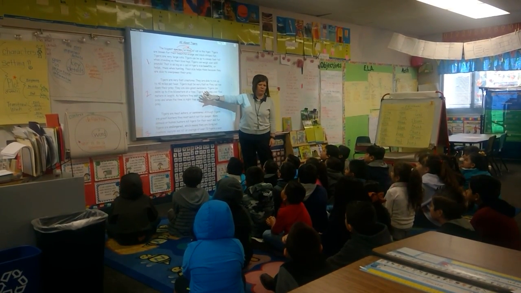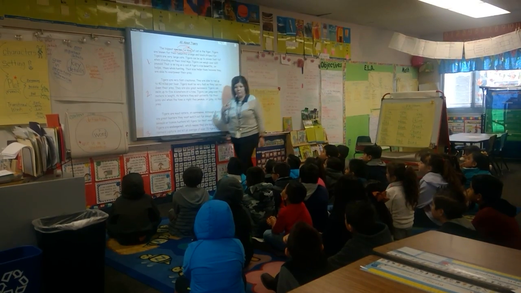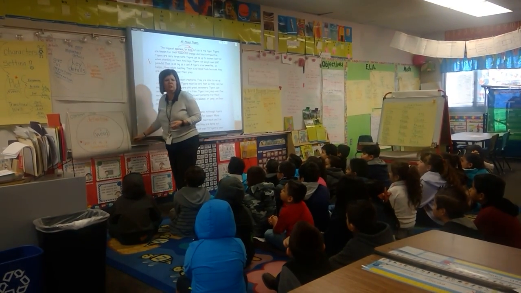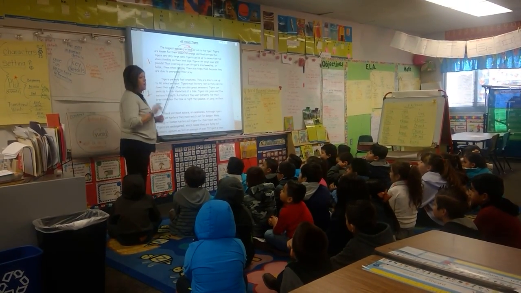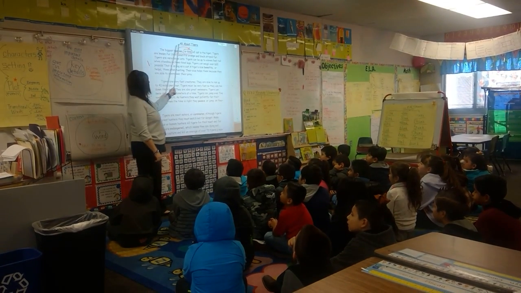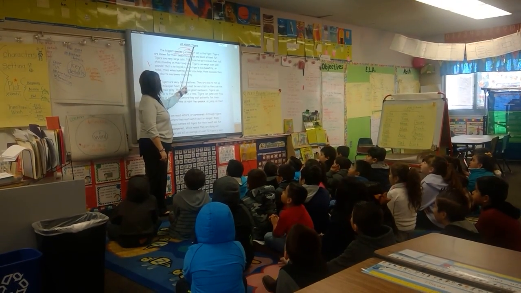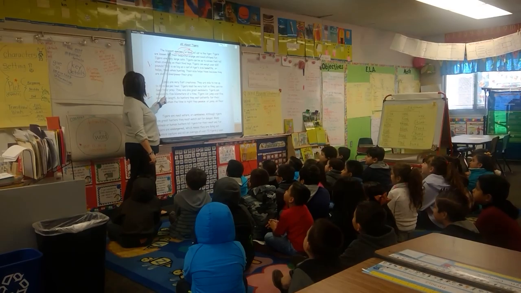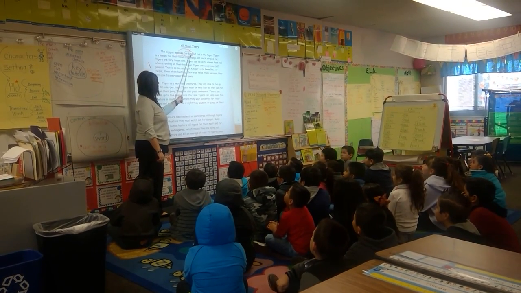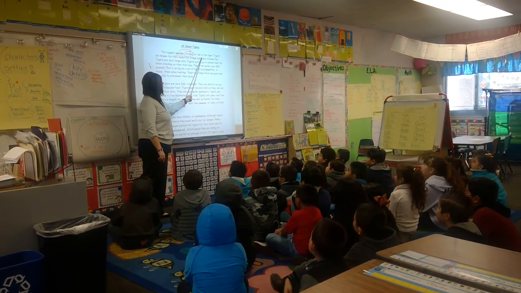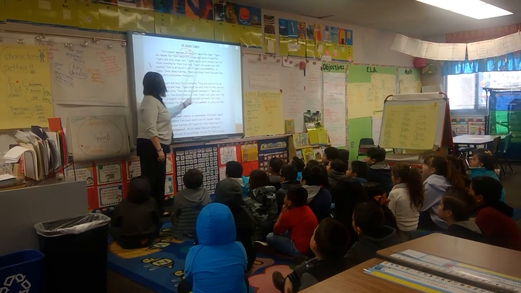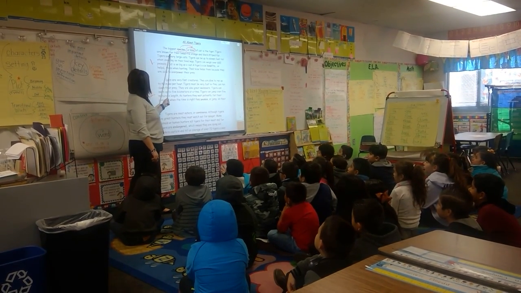But first, let's go through and read the whole passage, at least paragraph 1 and 2, since that's what we're focused on today. So let's just build our fluency, and get an idea about what this passage is about. Are you ready? Okay. Best reading. Eyes are up here. Here we go. All about tigers. The biggest species or kind of cat is a tiger.